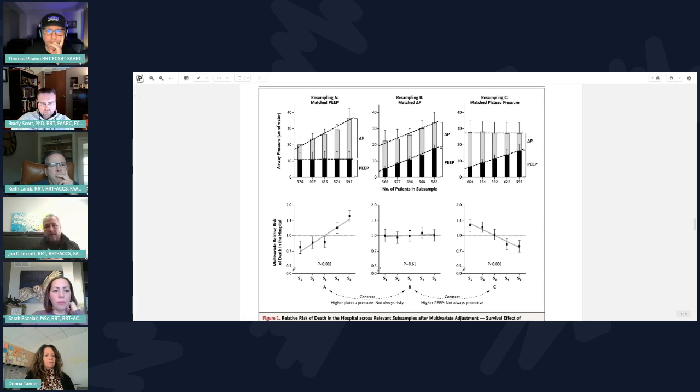Because atelectrauma is real. And the bacterial translocation that can happen because of ruptured alveoli can lead to your multi-organ dysfunction. So a lot of things we need to look at. And it's not as easy as 12, 500 plus 5 and 100%.